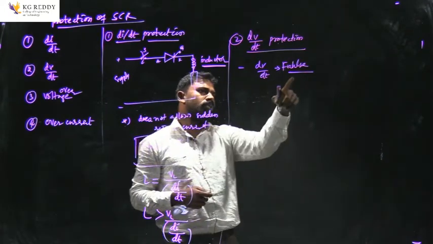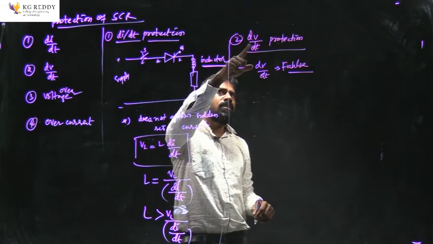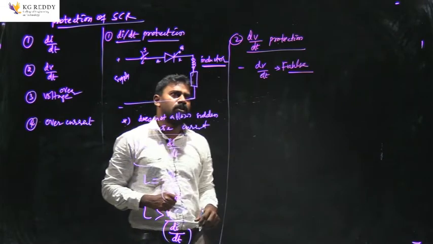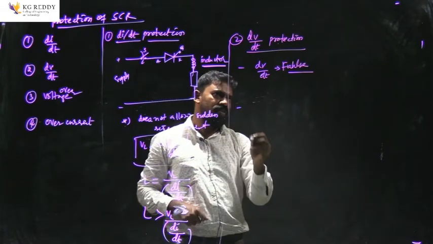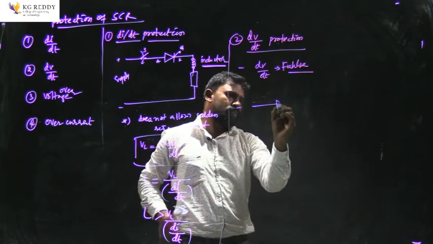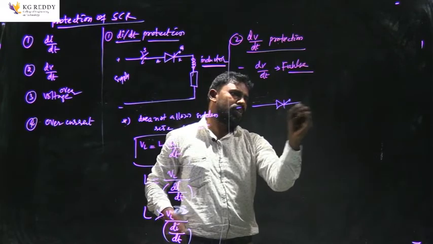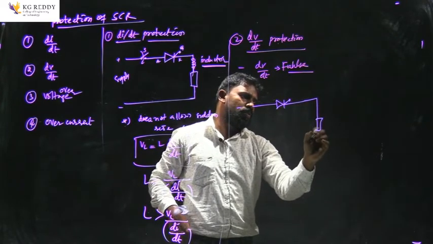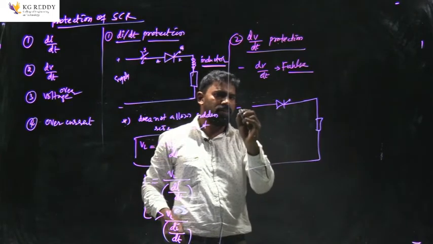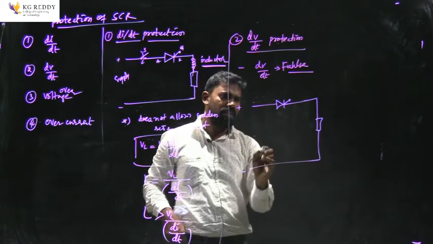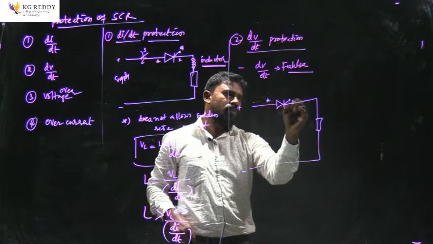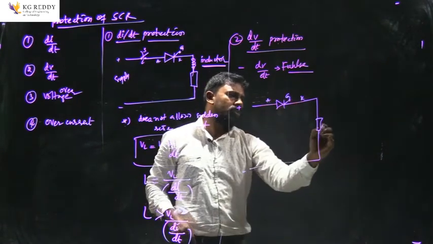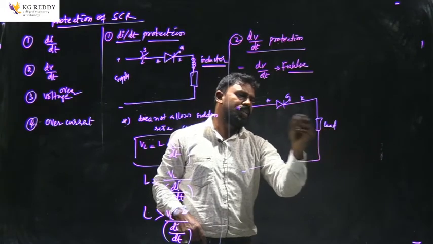So how are we going to provide protection from this false triggering? Already we analyzed this circuit. This is the load I am connecting here. This is the positive terminal and this is the negative terminal. This is the anode, this is the cathode and this is the gate terminal.